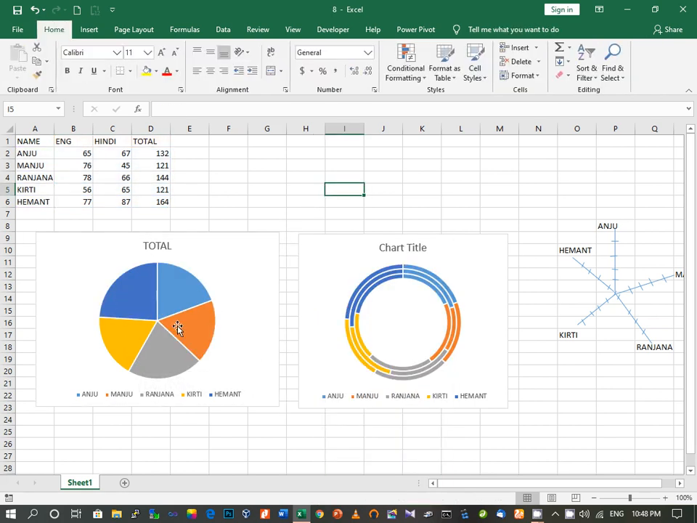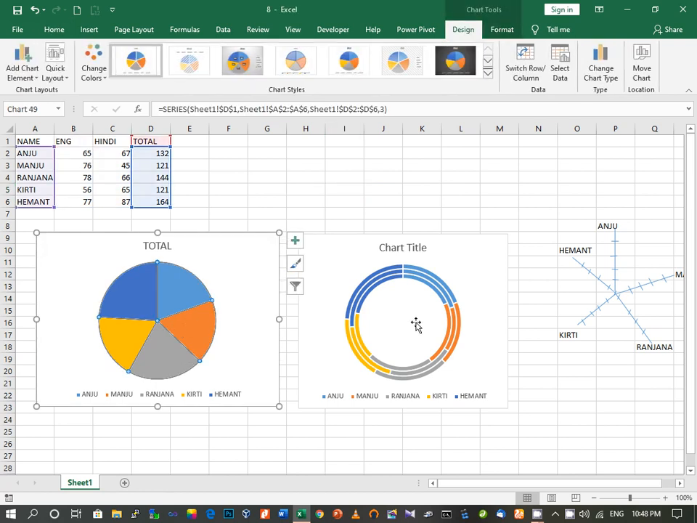Now when we compare this pie chart with the donut chart, we can see that the major difference is that here only one series of data can be represented, and here more than one series of data can be represented. Like here all the three series, English, Hindi and total, are represented. The innermost circle is for English marks. As you can see here, English is showing. Then the second one is for Hindi. Here you can see this is showing Hindi, and the last one is for the total marks.